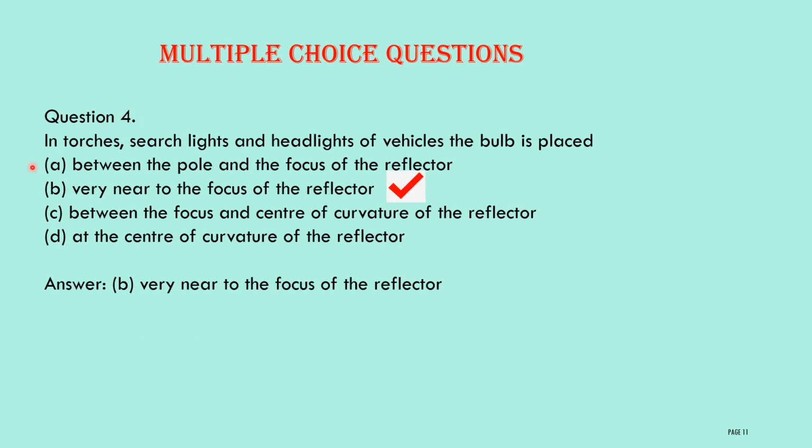Question number 4. In a torch or searchlights and headlights of vehicles, the bulb is placed: option A, between the pole and the focus of the reflector; option B, very near to the focus of the reflector; option C, between the focus and center of curvature of the reflector; option D, at the center of curvature of the reflector. In the case of a torch, searchlight and headlights of vehicles, the bulb is placed very near to the focus of the reflector because you are able to see an object very clearly. That's why it will be placed very near to the focus of the reflector.